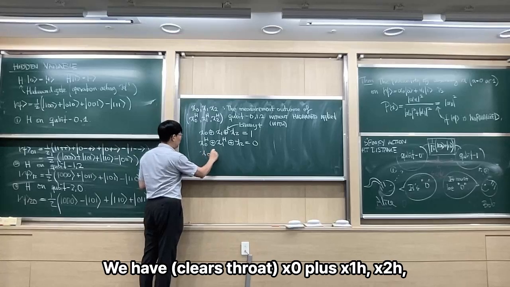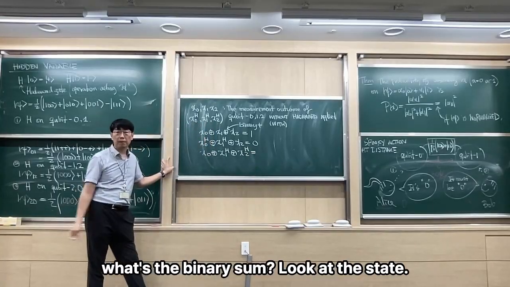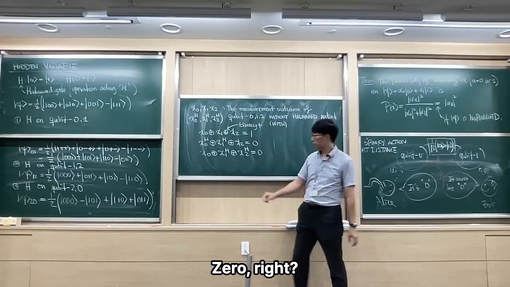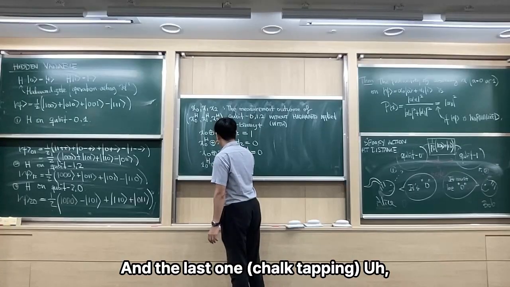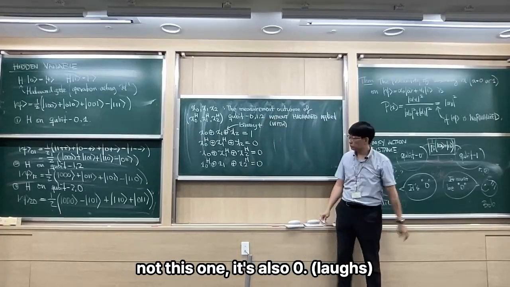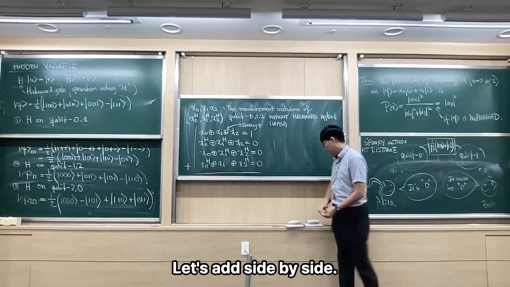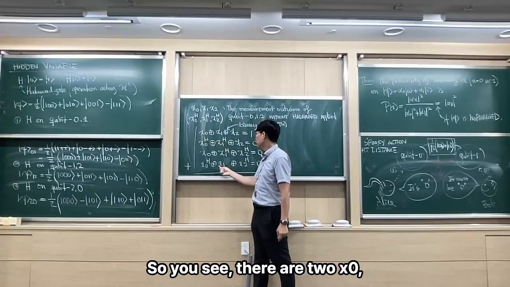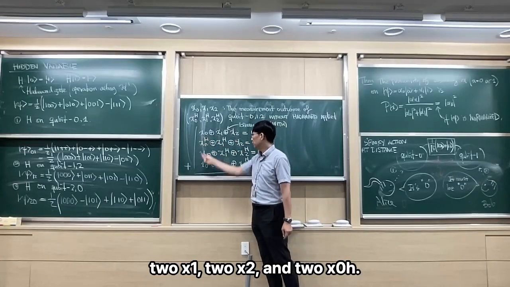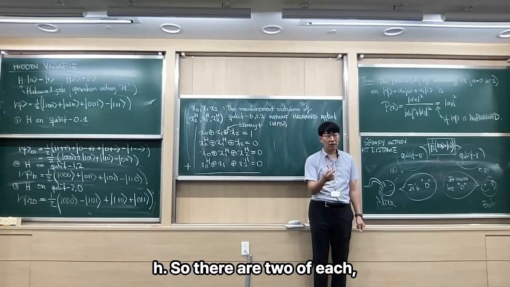Now let's look at the second and third. We have x0h plus x1h plus x2h. What's the binary sum? Look at the state. 0, right? And the last one, not this one, it's also 0. Can you see the weird thing here? Let's add side by side. So you see there are 2x0, 2x1, 2x2, and 2x0h, 2x1h, and 2x2h. So there are 2 of each.